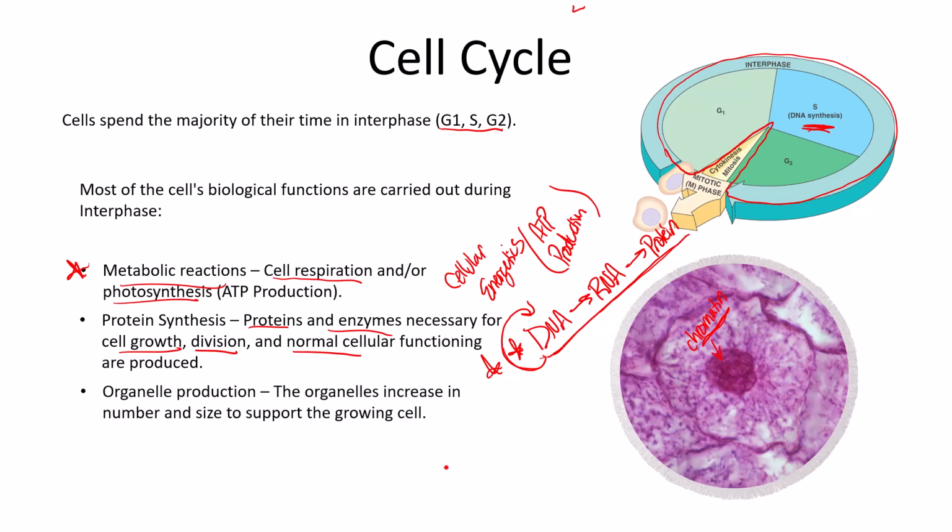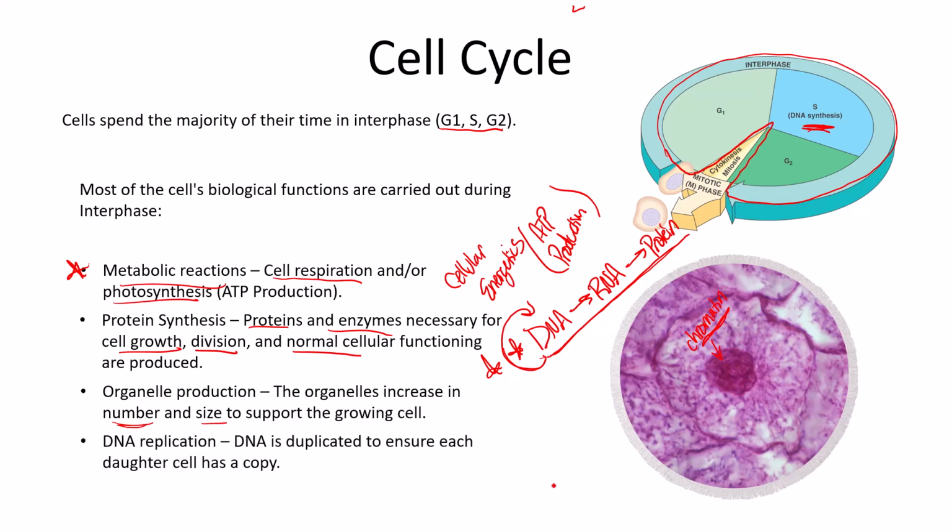Organelle production, like we said in G1 and G2, a lot of the organelles are being produced. They're increasing in number and they're increasing in size, and that's because the cell is physically getting bigger. Larger cells have to include more and bigger organelles in order to support themselves, and they have to increase in number so that when the cell divides, it can actually divvy up the organelles and produce two new daughter cells that have the organelles it needs.